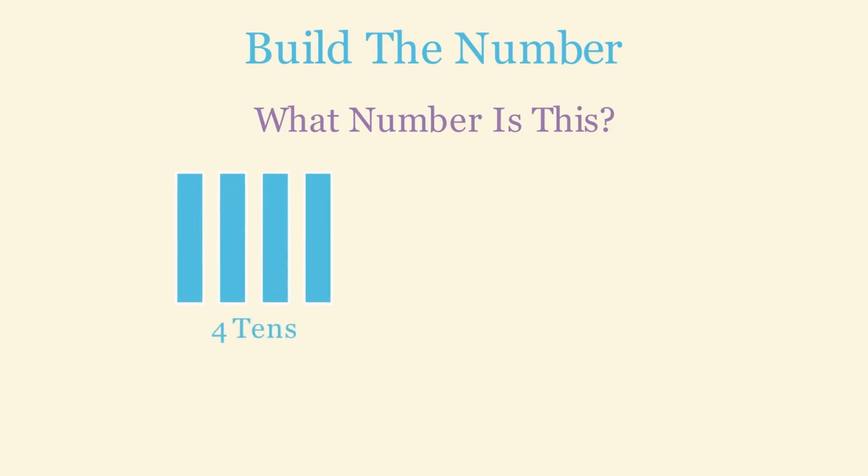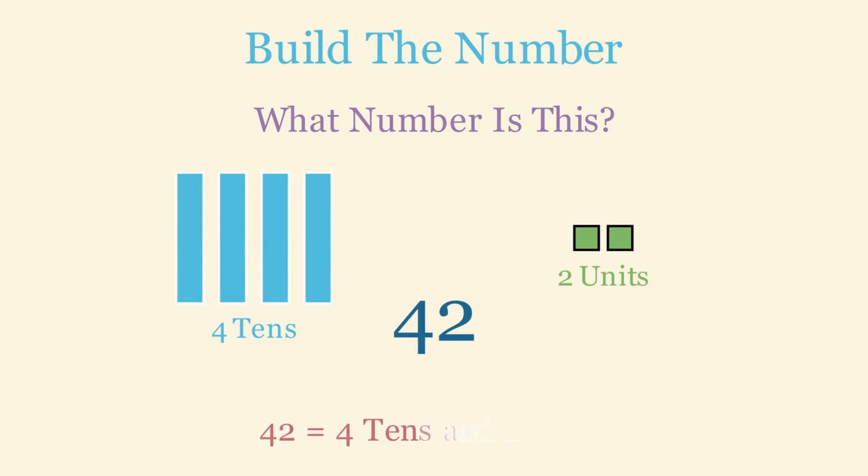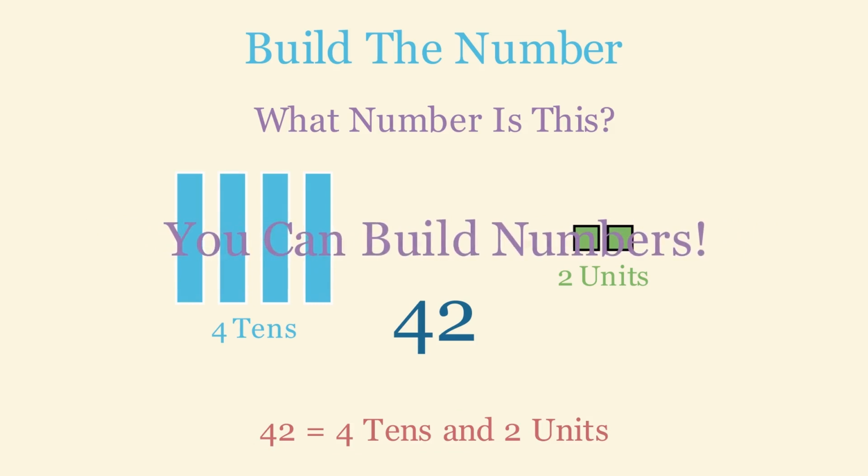Next, how many tens can you see? How many units can you see? What number do they make? Excellent. The number is 42. Hooray! Pupils, you can build numbers.